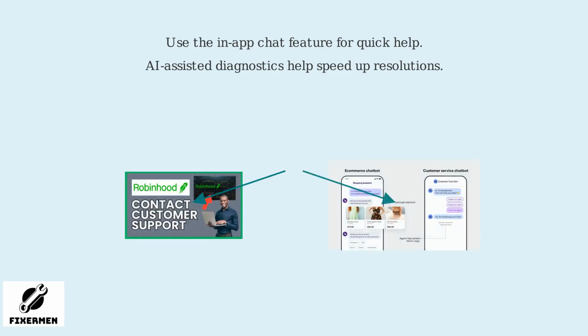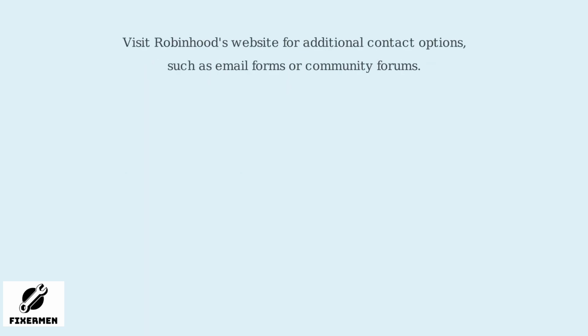Robinhood uses AI-assisted diagnostics in their support system, which can quickly analyze your issue and guide you through potential solutions before connecting you to a human representative. If you prefer not to use the app, you can visit Robinhood's official website, where you'll find additional contact methods, including email support forms and community forums where other users share solutions. Always ensure you're accessing official Robinhood channels to protect your account security. Their support team is trained to handle authentication issues like error 310 safely and efficiently.